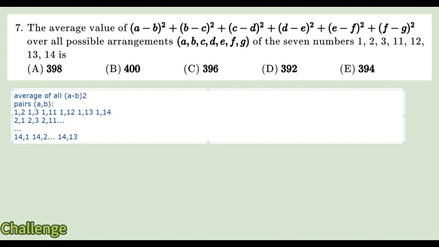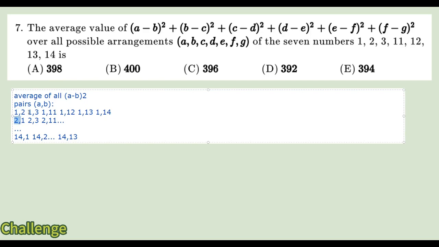So we have a lot of these values, but we have to take the sum of them and then divide by the number of these values. But we notice that half of these values is equal to the other half. What do I mean? Well, for example, if we have 1, 2 and 2, 1, we know that these are the values for a and b. If we do a minus b, so 1 minus 2 squared, it's going to be negative 1 squared, which is equal to 1. And if we have 2, 1, then 2 minus 1 squared is equal to 1 as well. So these two values are exactly the same.